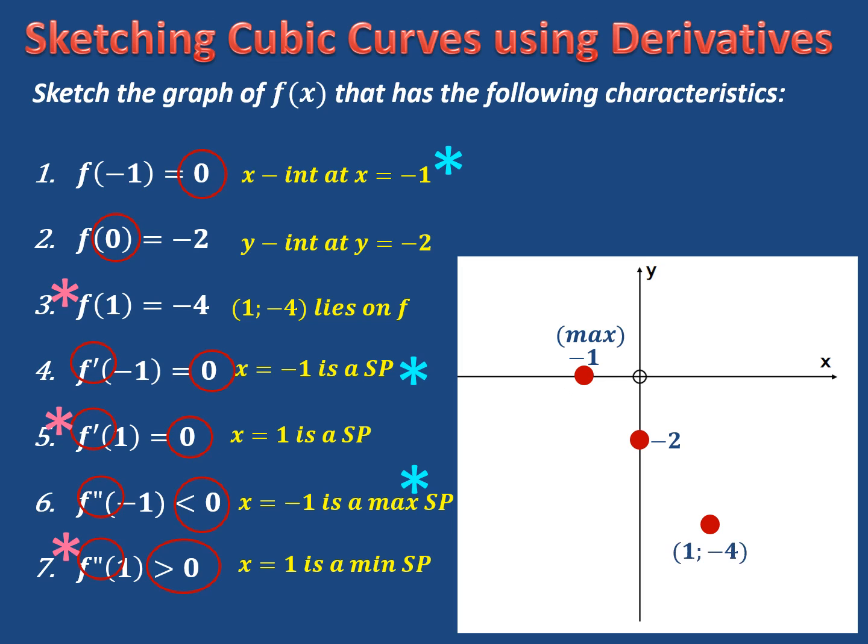So if minus 1 has to be the maximum stationary point, the graph is going to increase to that point. Then it's going to decrease down to the next stationary point because that stationary point is the minimum, and it's going to increase again. And there's our graph.